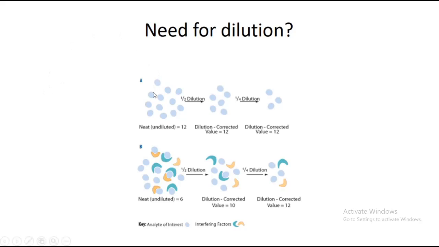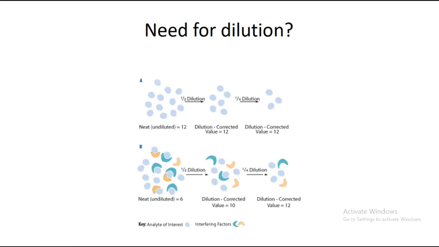So in this case, it's got diluted and then diluted again, but when the individual did their calculation, the result remained the same, okay? 12, 12, 12. But the problem is when you have interference. In a neat solution, it's the same sample by the way, but this is a situation where you have interference. In the neat solution, there's too much interfering factors going on.